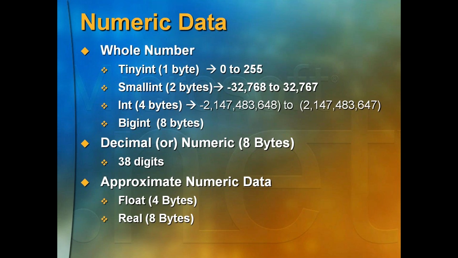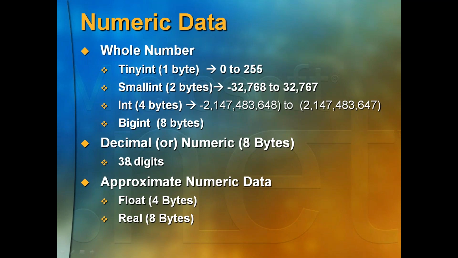If you say tiny int, it is automatically 1 byte. Small int means 2 bytes. Int means 4 bytes. Big int means 8 bytes. Tiny int takes 0 to 255 positive numbers. Clear? So there is no negative data. If you want small int, you can have minus 32,768 to positive this number. So this is the range of data you can insert in that column. If you go in for integer, this is the size you can have. Clear? If you go in for big int, the range will be even bigger.